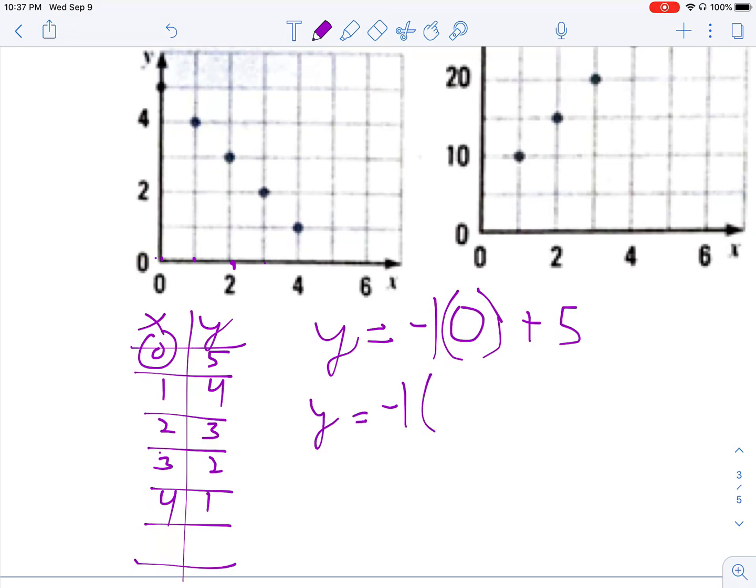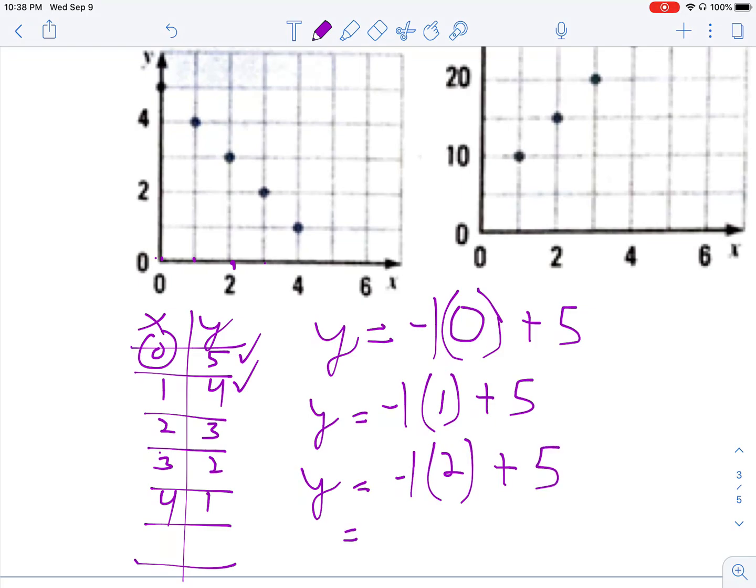So take your negative 1, multiply it by 1. That gives me negative 1 plus 5 gives me 4. 2 for 2. If I take my negative 1, multiply it by 2, that gives me negative 2 plus 5, that gives me 3. So there's your function, right?